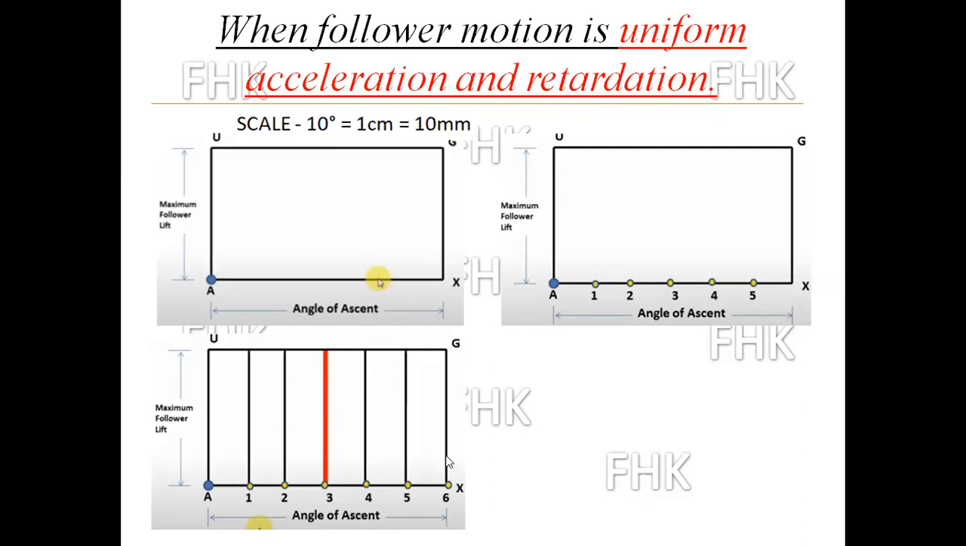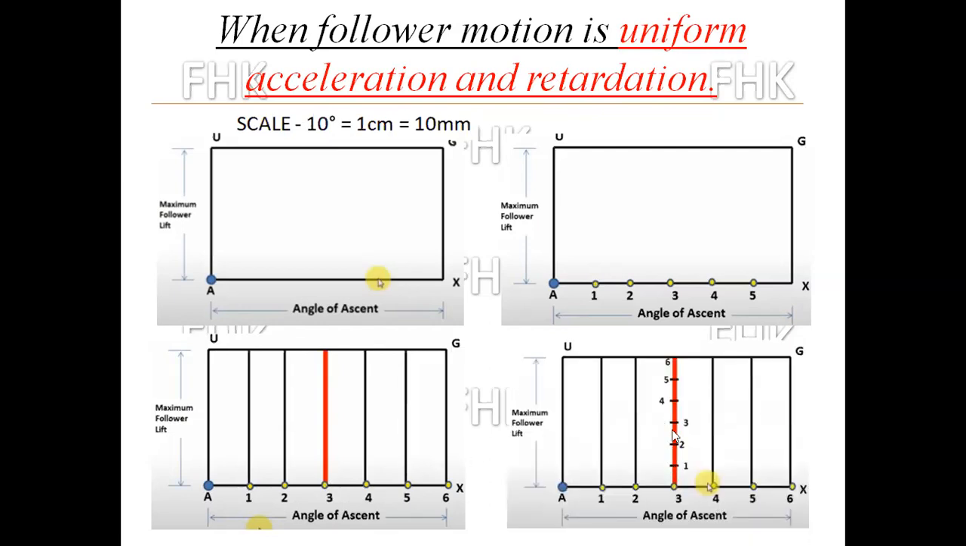Okay, now the next step is this red color line, this mid line, I will divide into the same number of equal parts as I divided the x-axis into. Here the x-axis I divided into 6 equal parts. So this vertical line also I will divide into 6 equal parts and give the numbers from bottom to top.